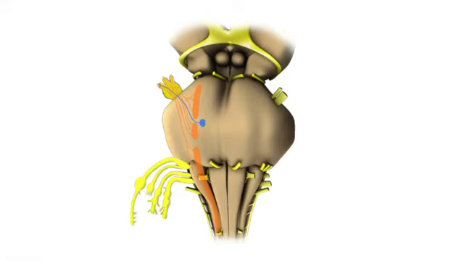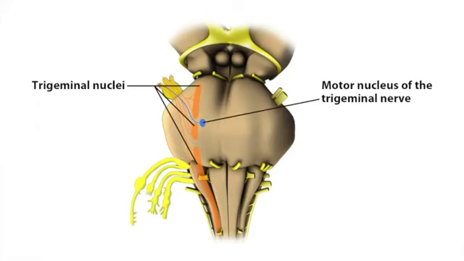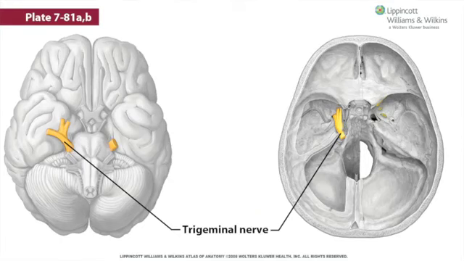The central processes of the sensory neurons enter the pons and terminate in the trigeminal nuclei. The motor nucleus of the trigeminal nerve is also found in the pons. The sensory and motor roots enter and exit the lateral pons at about the same location posterior to the olive. The trigeminal nerve pierces the dura mater just anterior to the tentorial incisure near the crest of the petrous portion of the temporal bone and enters the middle cranial fossa.